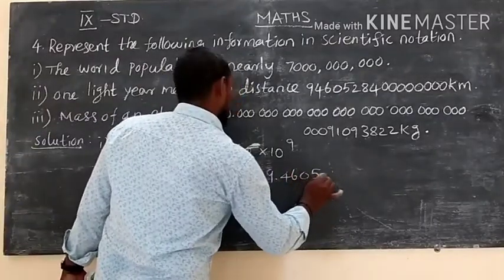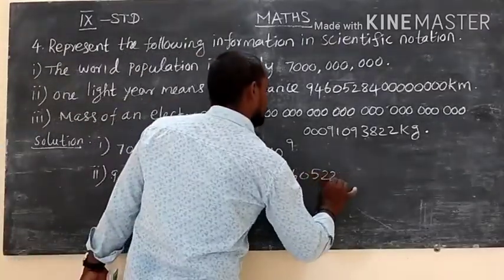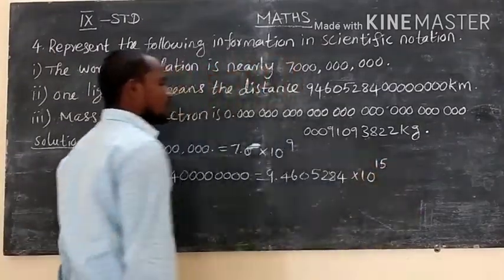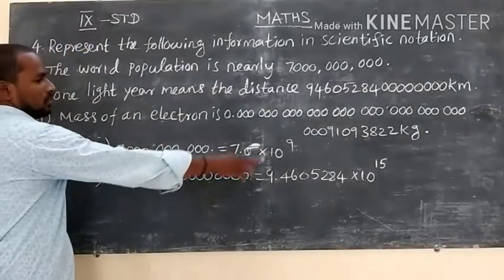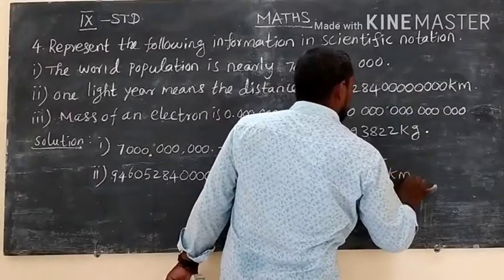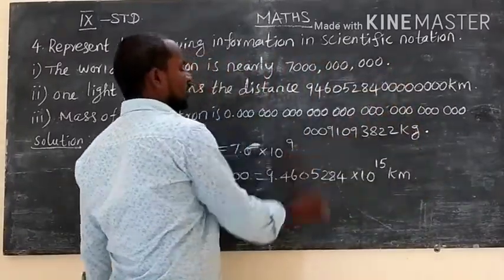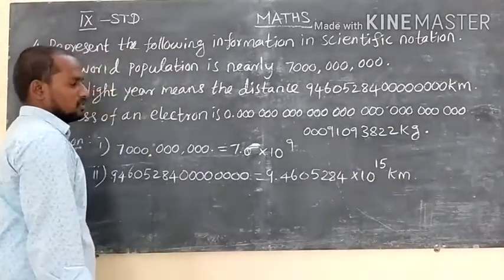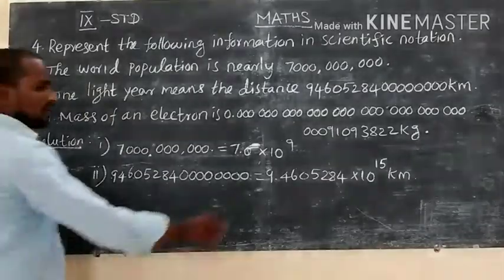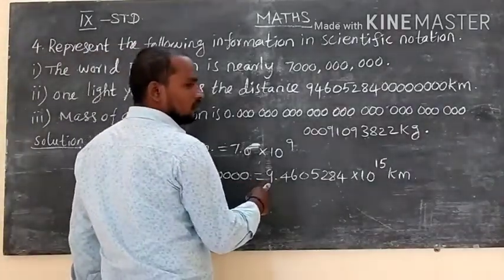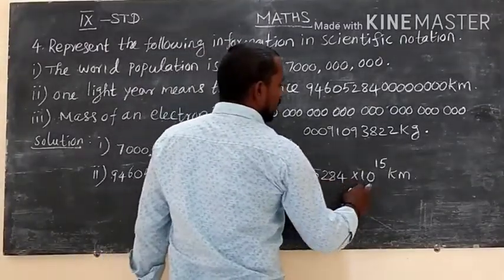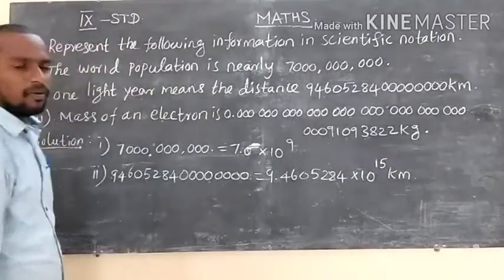9.4605284, that's all, into 10 power 15, because the number of shifts is 15. And also the unit is kilometer. Here it is not given, so no need to write the unit. For population, it is the number of members. Okay, that's all the scientific notation of the second question. The left side of the decimal is a non-zero number below 10, then this is the exponential form, a into 10 power n.